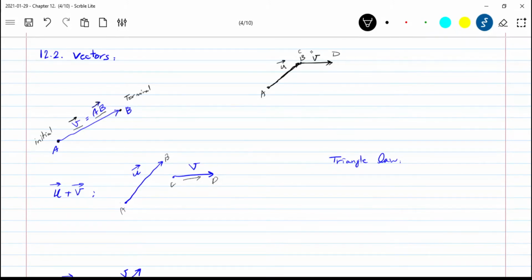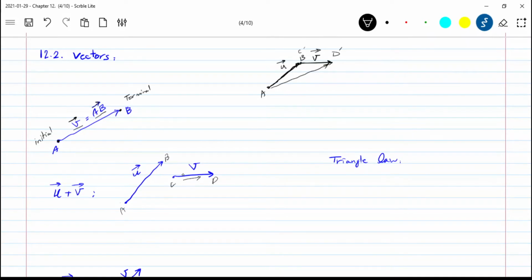So what do you get if you start from A, go to B, then go to D? This is not exactly D, this is the point parallel to D. Where you end up is this vector that connects the point A to the parallel endpoint, let's call it D prime or C prime or something like that. So this is the sum of these 2 vectors.